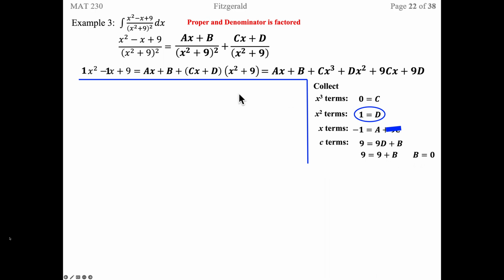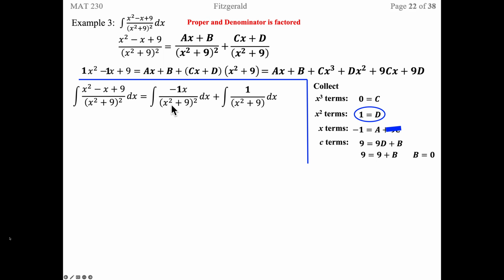All right, so I have my partial fraction decomposition. Negative 1 goes in for A. B is the 0, so we don't need it. So negative 1x over (x squared plus 9) squared, plus, now we take our C, which was a 0, and our D was a 1. 1 over x squared plus 9 dx.